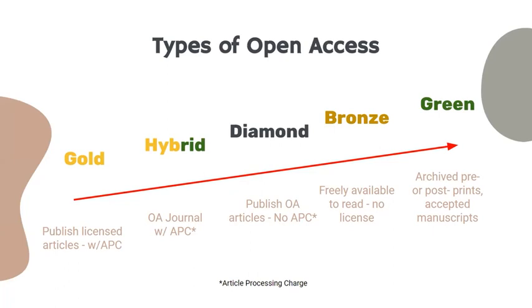There are several types of open access. Here you'll see it ranges from gold to green. Gold is published licensed articles with an article processing charge that the author pays. There's hybrid, which is an open access journal that has an article processing fee, but may have some green attributes. Diamond is published open access articles with no fee. Bronze is freely available to read with no license. And then green, which is considered the ultimate, are archived pre or post prints and accepted manuscripts.